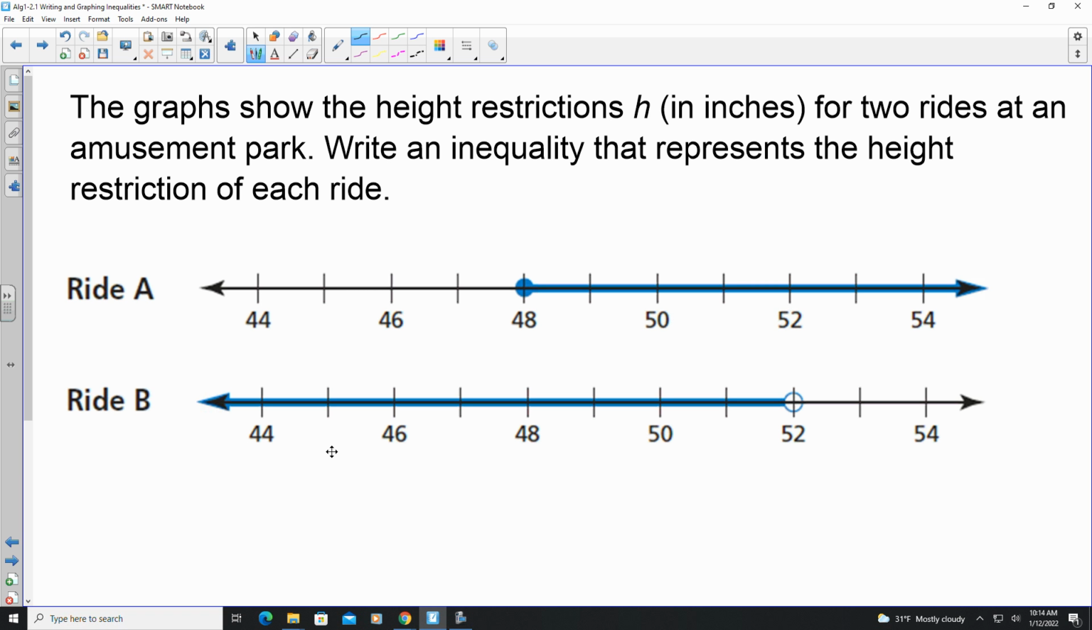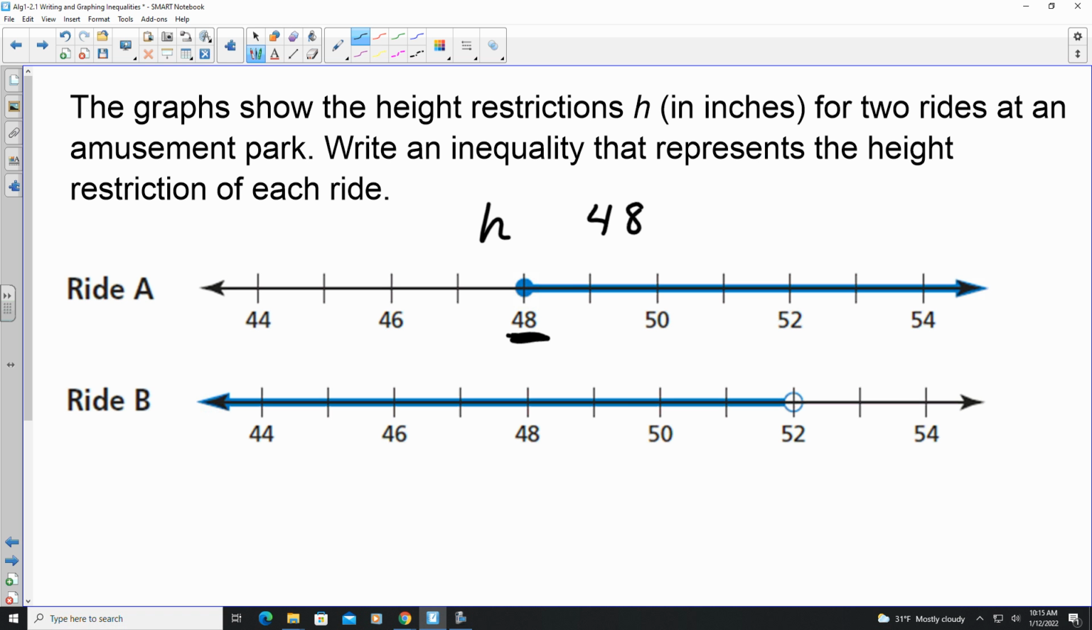All right, so here it says the graph shows height restrictions, h in inches, for 2 rides at an amusement park. They want you to write an inequality that represents the height restrictions for each ride. So looking at ride A, our circle is over 48 inches. So they use the variable h. I'm going to do that as well. So h, I'm going to put that on the left side. I got 48 on the right hand side.